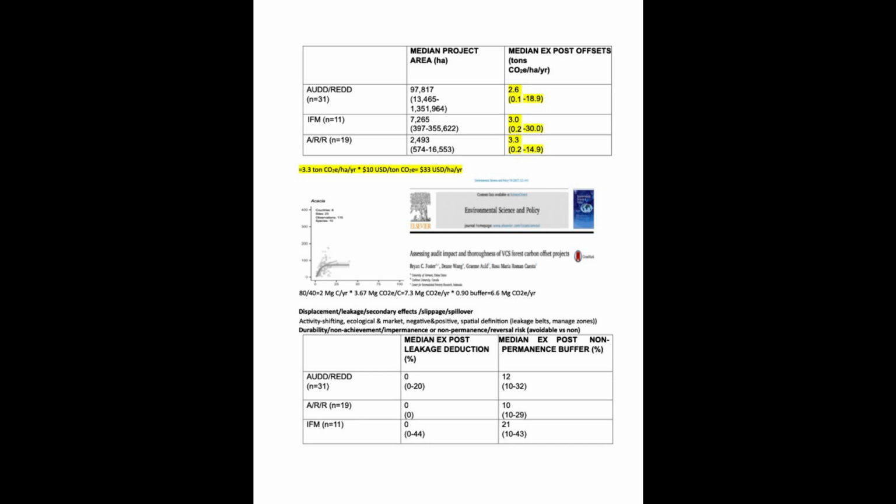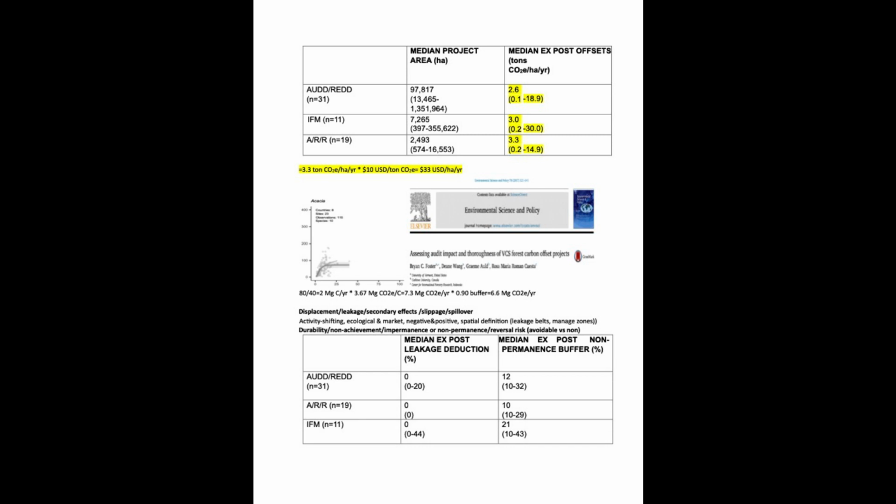Leakage is also called displacement, secondary effects, slippage, and spillover. There are 3 types of leakage, including activity shifting, such as cattle ranchers moving their cattle out of the project area into an adjacent area; market, such as other timber properties increasing their harvest to meet demand from reduced harvest in a project; and ecological, such as plantations reducing groundwater and thereby growth of nearby naturally regenerated stands.